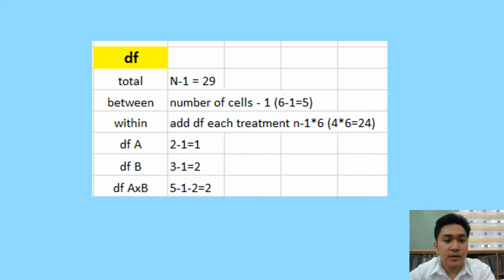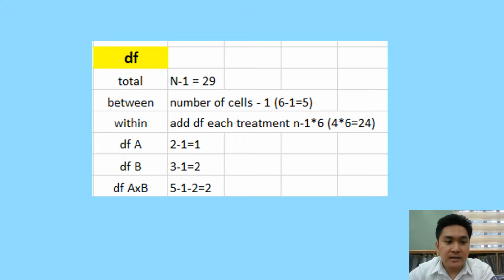Now, moving on to the degrees of freedom, solving for the total is to find the difference of the total number of respondents and 1. Between, subtract the number of cells and 1. Within, add the degrees of freedom of each treatment, the number of respondents minus 1, and then multiply the answer by the number of cells. Then get the DFA by number of rows minus 1, and DFB by number of columns minus 1.